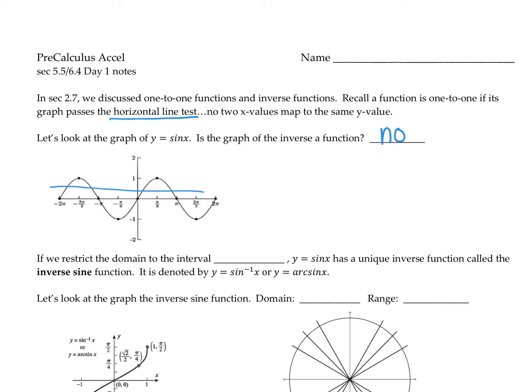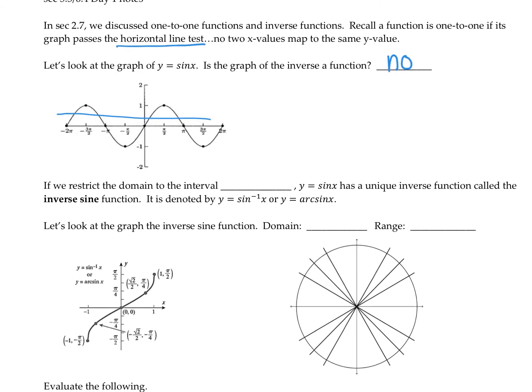Because it's not a function, we need to restrict the domain in order to make the inverse a function. So I'm going to restrict the domain from negative pi over 2 to pi over 2. So we're going to restrict it from here to here. And a couple of things to note: we can write sine inverse as sine to the negative 1 or arc sine. Those both mean inverse sine, so they mean the same thing.